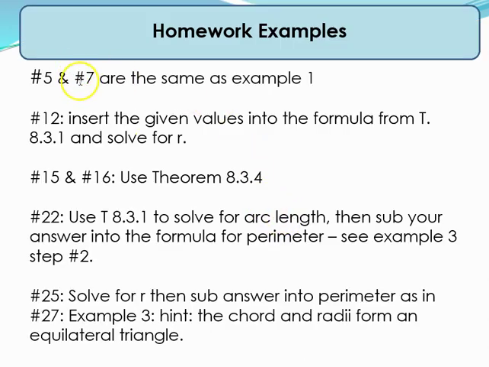Numbers 5 and 7 are the same as example 1. Number 12, insert the given values into the formula for theorem 8.3.1, which is the measure of the arc length, and solve for the radius. In number 15 and number 16, use theorem 8.3.4. In number 22, use the arc length formula to solve for arc length, then sub your answer into the formula for perimeter. Take a look at example 3, step number 2 to help you with that.